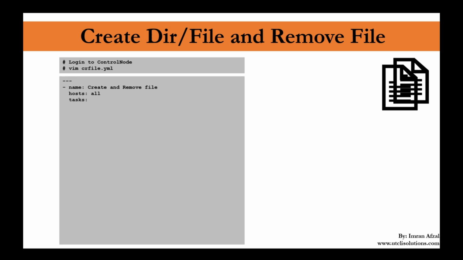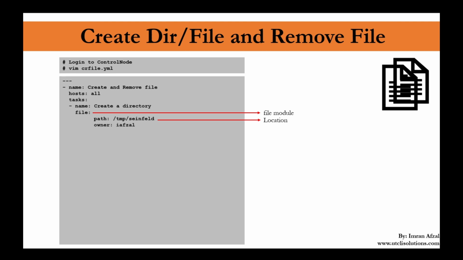All right, then the tasks. What do you want this playbook to do? The very first task is named create a directory, and for that we will use the file module. Whether you create a file or a directory, you use the same module, which is file. Where do you want to create the directory? Specify the path, the location. We want to create it in /tmp, and the name of the directory is Seinfeld.